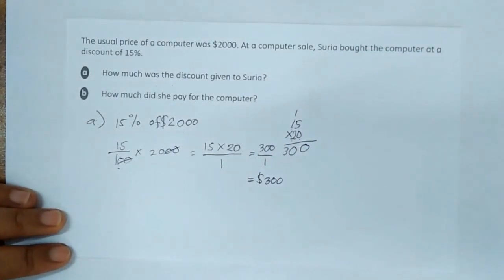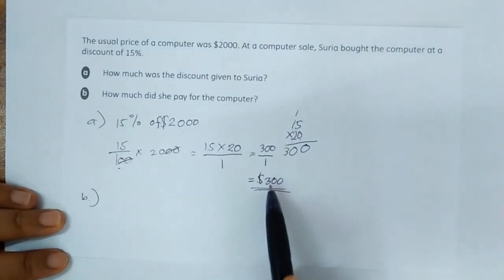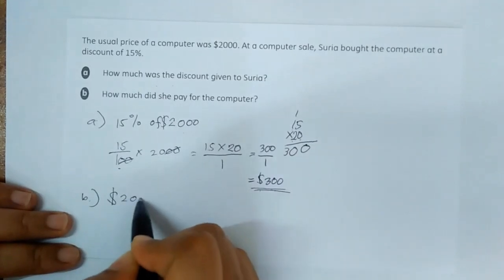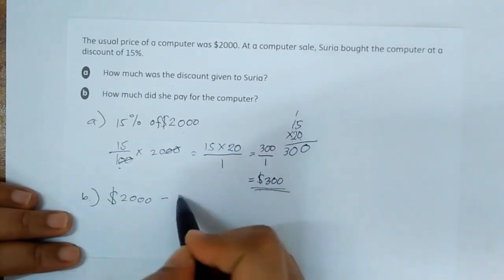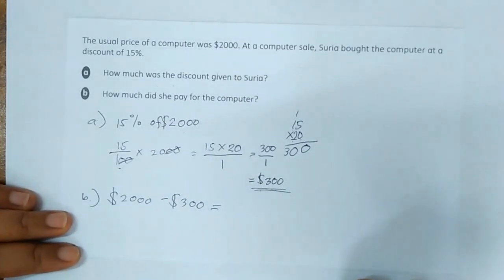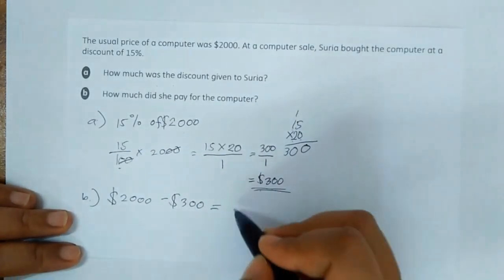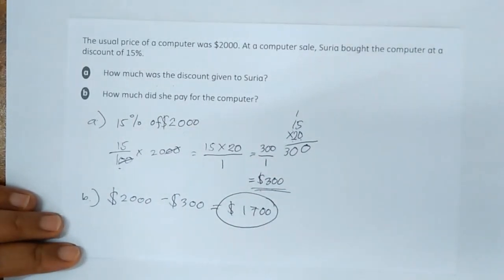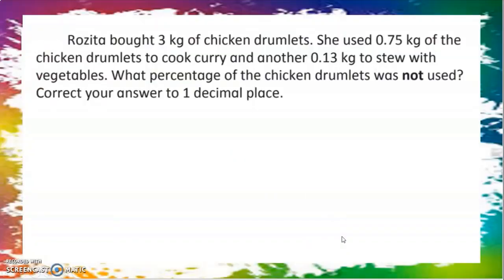If we say discount, we're going to decrease the original amount of the computer. We're going to subtract this from the original amount of the computer. So the original amount is $2,000 minus the discounted $300. It will be equal to, very good, $1,700.